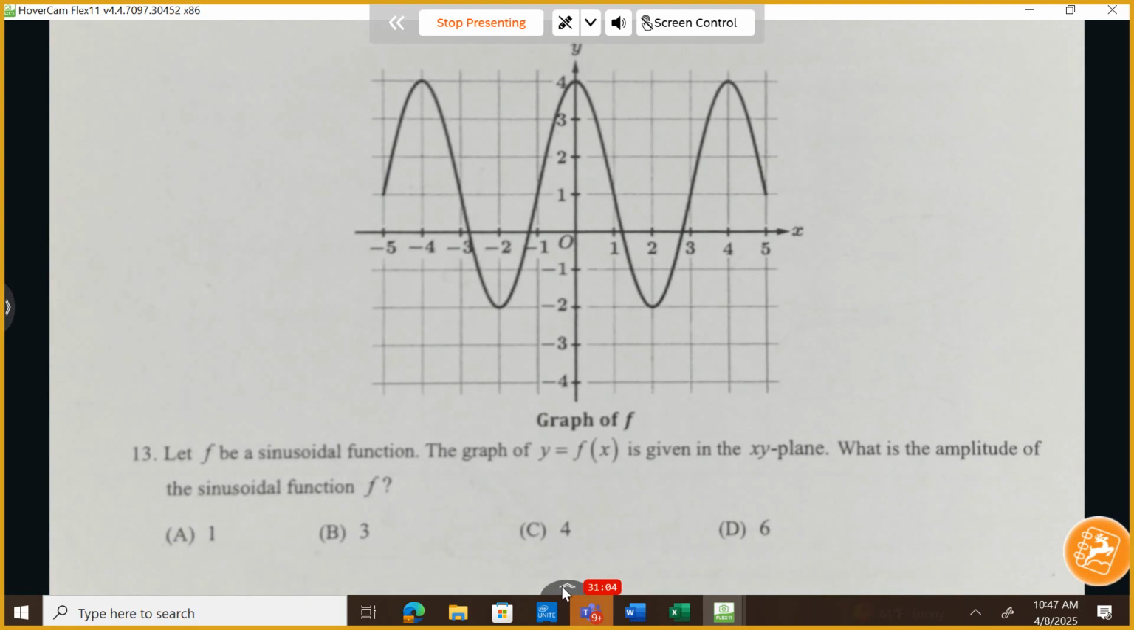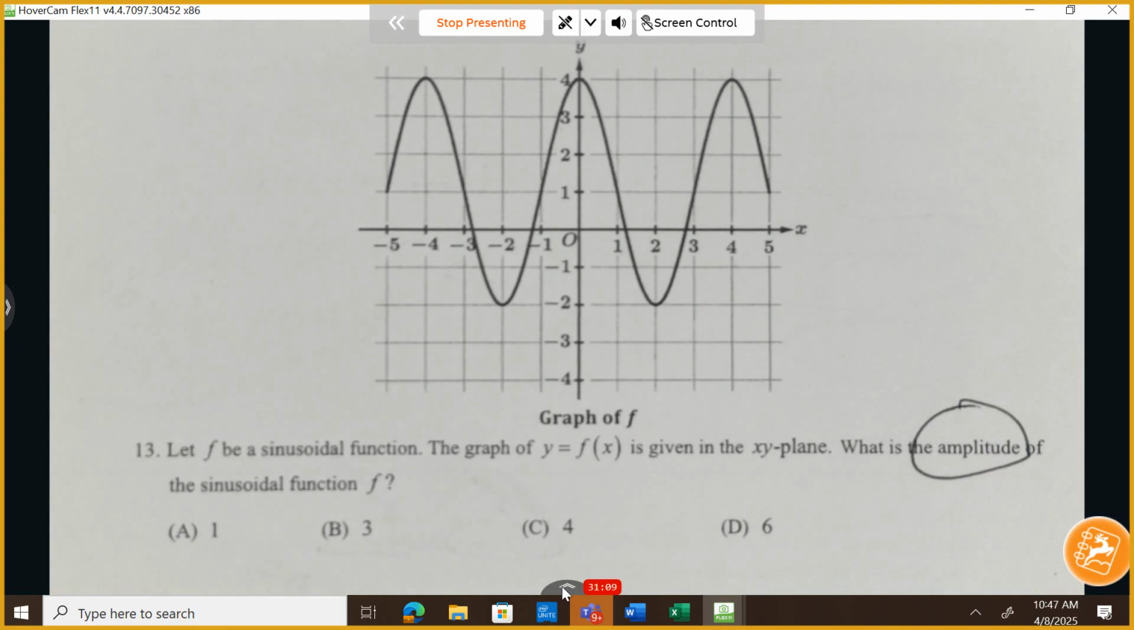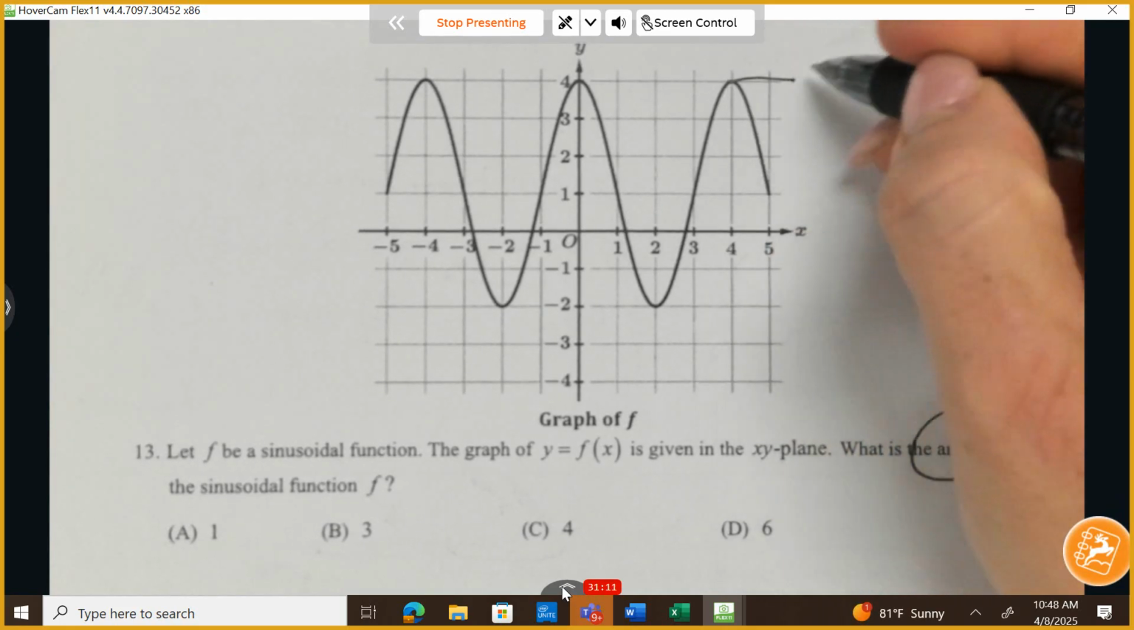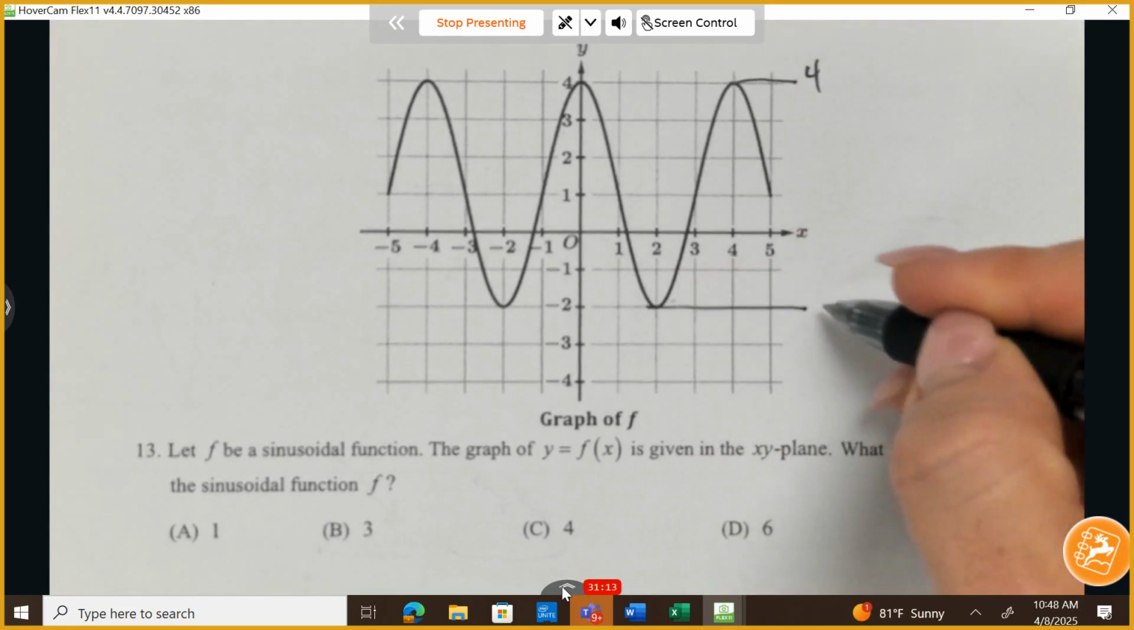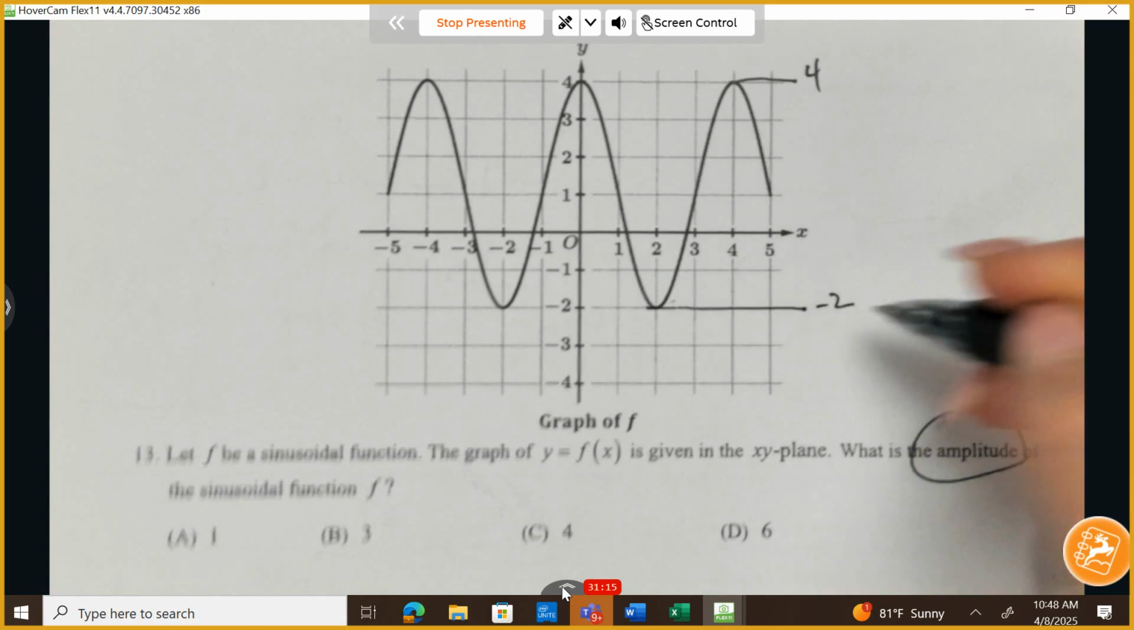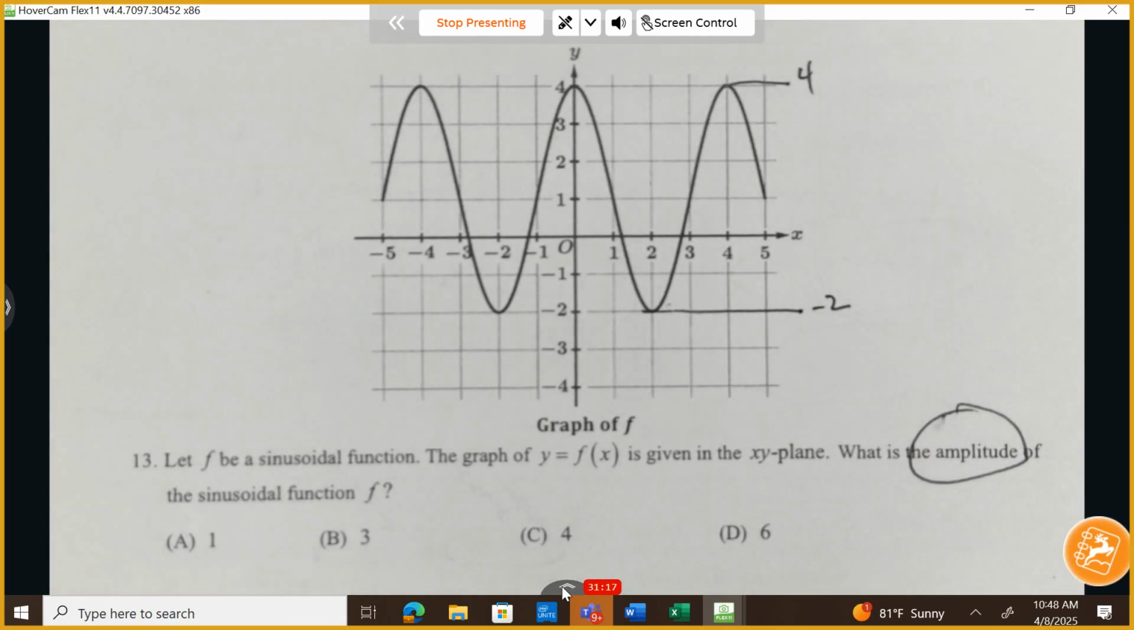13 and 14, we can get through really quickly. We're looking down below, and all I want to know is what is the amplitude. So as a quick reminder, amplitude is we're going to take the maximum value, which happens to be 4, the minimum value, which happens to be negative 2, and I want to know what is the distance in between, and then I just divide it by 2.